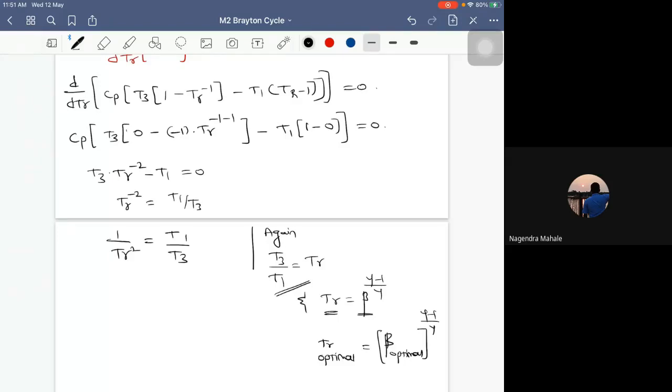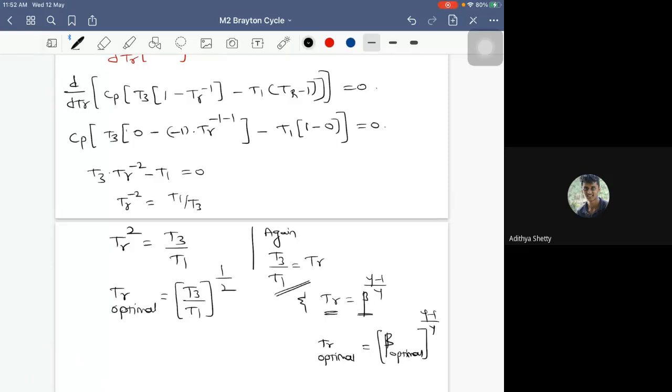Okay, that's it. So now, if I change this to a positive symbol, TR squared becomes positive and the negative becomes positive, can I change this to T3 by T1? Yes? Once that is done, now TR optimal is equal to T3 by T1 whole to the power of 1 by 2. If we send this 2 outside, it becomes 1 by 2.